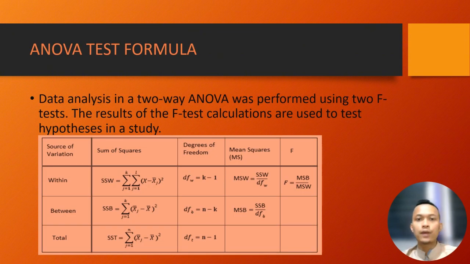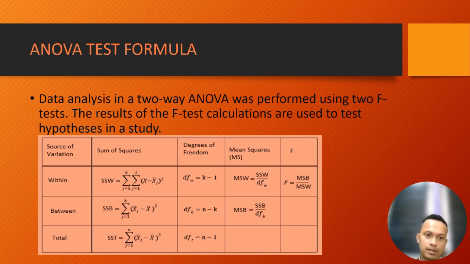Okay, the ANOVA test formula. Data analysis in a two-way ANOVA is performed using two F-tests. The results of the F-test calculations are used to test hypotheses in a study. This one is the formula of the ANOVA test.